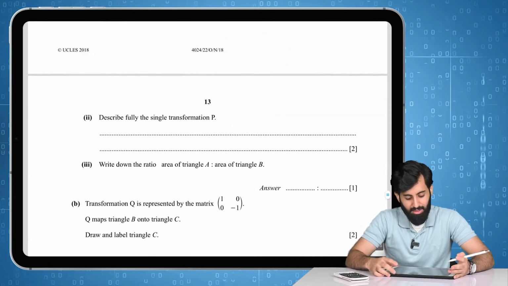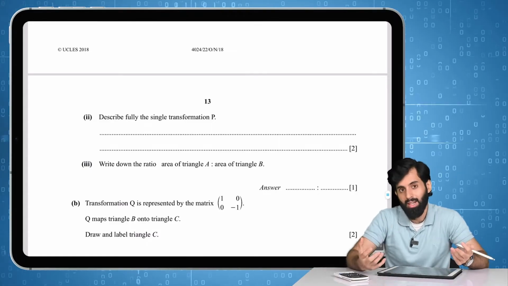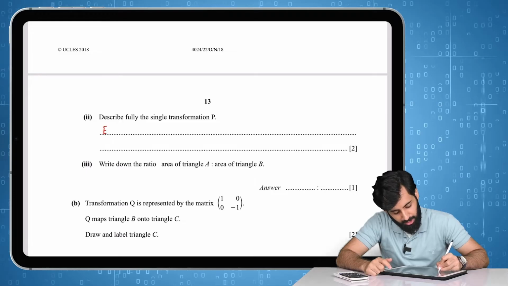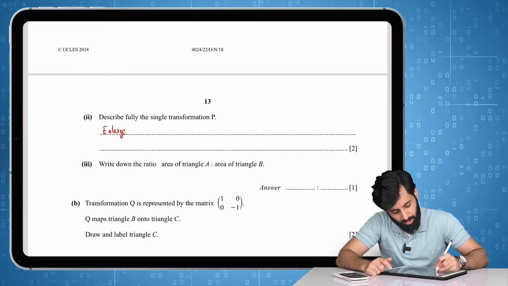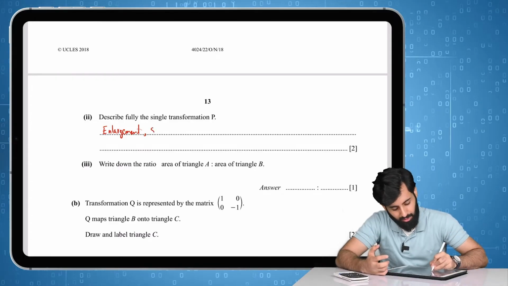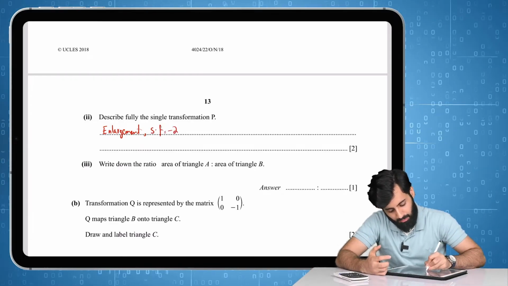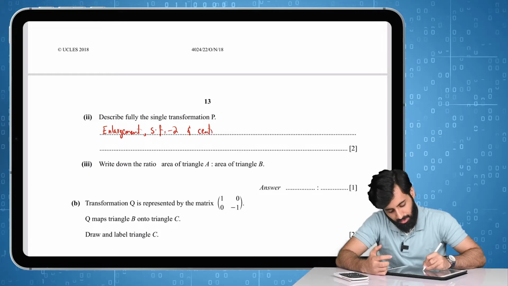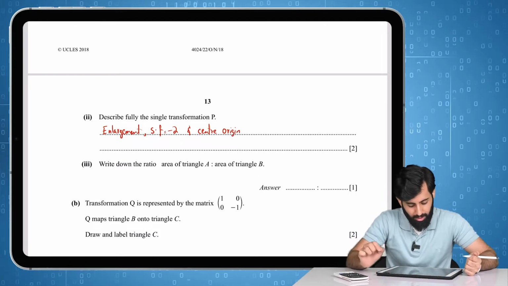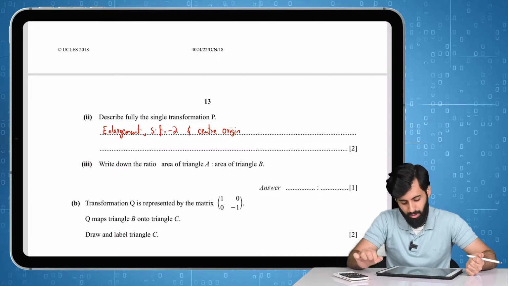The next part says describe fully the single transformation. We've already understood what this transformation is, so this shouldn't be too difficult. This transformation is enlargement. If you've said enlargement, you need to describe what the scale factor is and what the center is. So scale factor -2 and center origin. Done. Next, write down the ratio of the area of triangle A to the area of triangle B.